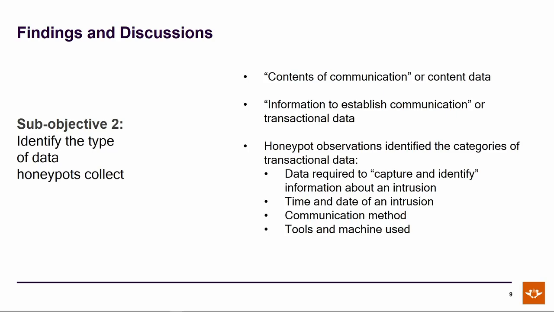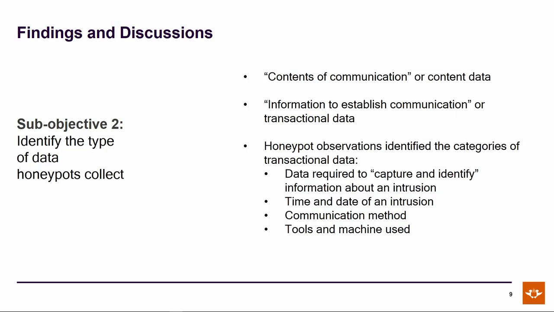Whereas information to establish communication, or transactional data, is any data that can prove that an electronic transaction occurred, and it can show whether or not that transaction was successful. This type of information is needed to identify and outline every single transaction with a unique identifier that happened over the internet. Through honeypot observations, I have identified that transactional data can also be split into different categories: data required to identify the source and destination of communication, which can be the IP address or the MAC address.